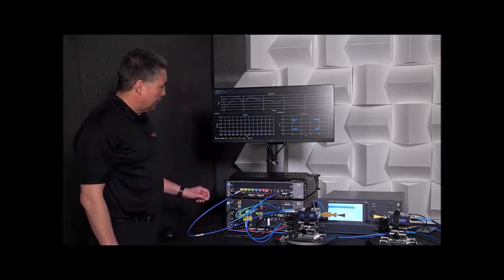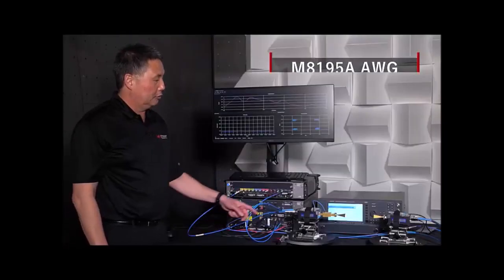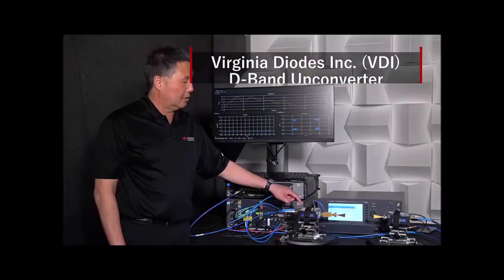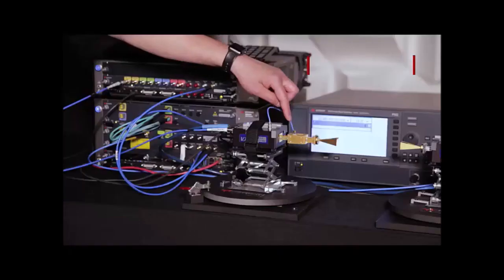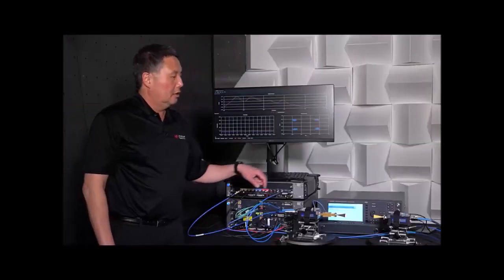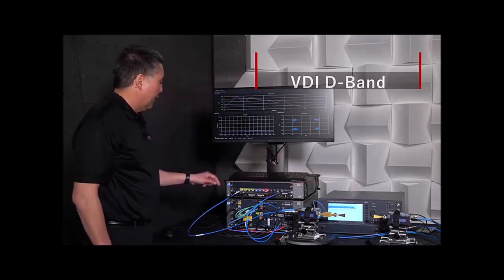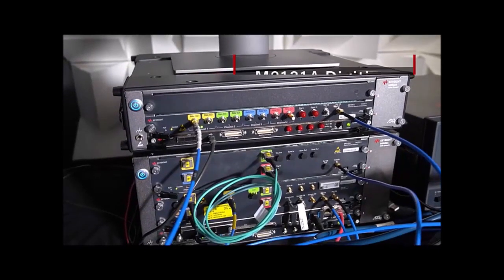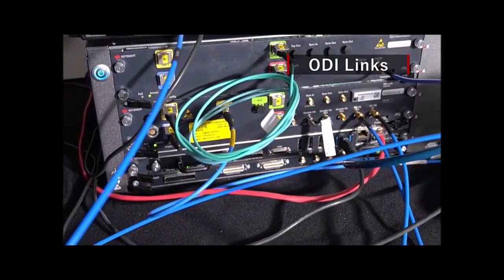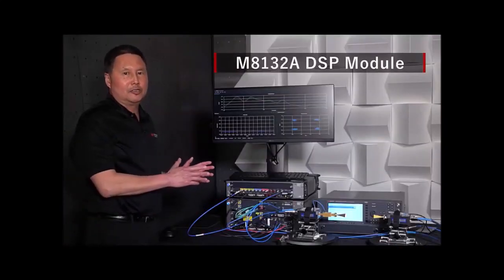So the test setup consists of an M8195A AWG. This is used to produce a wideband IF, which is run into a Virginia Diodes Incorporated, or VDI, upconverter. The signal is upconverted to 144 gigahertz. It's then amplified, filtered, and transmitted over the air with this horn antenna. The signal is received with this horn antenna, downconverted back down to an IF, and the IF is run into the M8131A digitizer. Now you'll notice that there are optical links connecting the digitizer to this M8132A DSP module, and this is where the FPGA customization is going to occur.